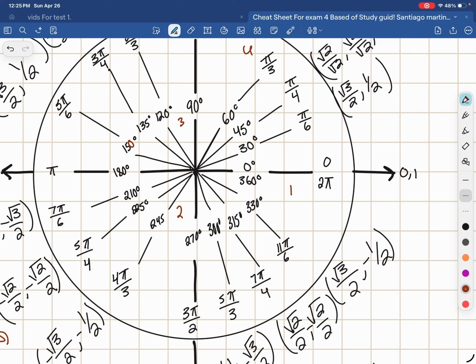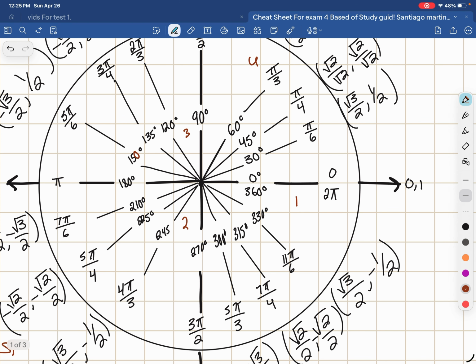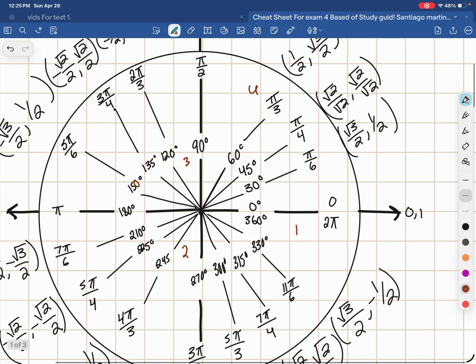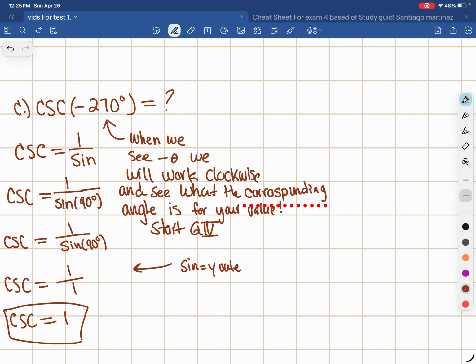So it would count all the way through, right? So we should have 30, 45, 60, 90, 120, 135, 150, 180 would stay the same, ironically. That's the halfway point. Then we'll go 210, 225, 245, 270. So negative 270 will correspond with 90. So that's where we get that 90 value from.